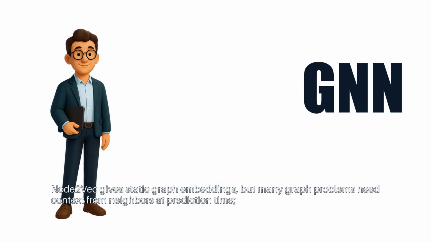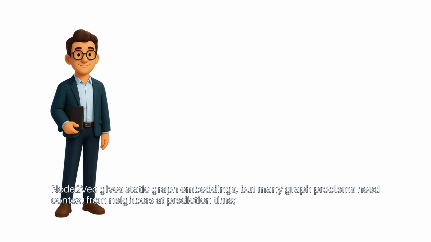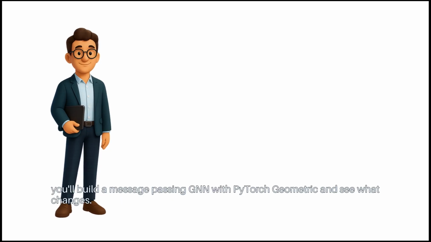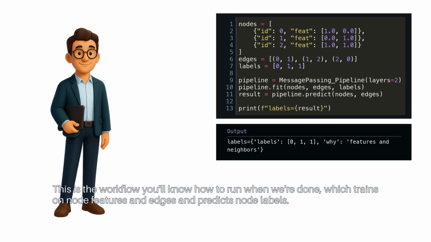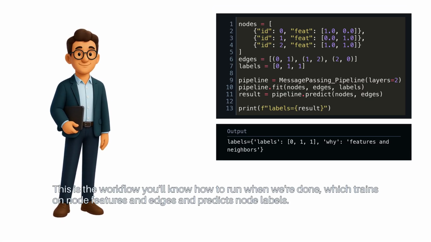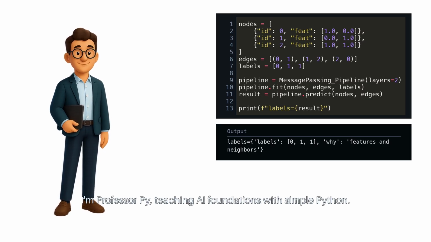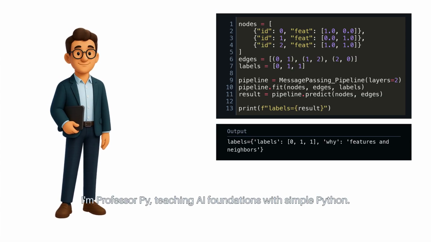Node2vec gives static graph embeddings, but many graph problems need context from neighbors at prediction time. You'll build a message passing GNN with PyTorch Geometric and see what changes. This is the workflow you'll know how to run when we're done, which trains on node features and edges and predicts node labels. I'm Professor Pi, teaching AI foundations with simple Python.